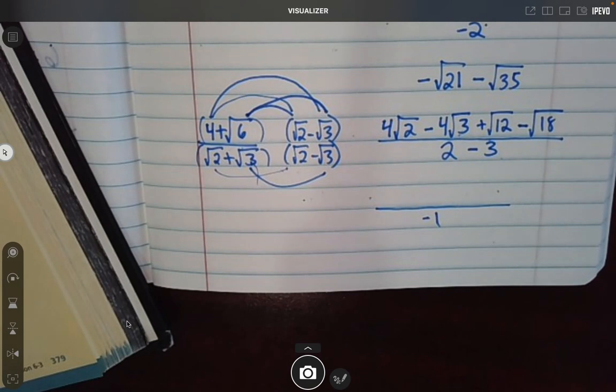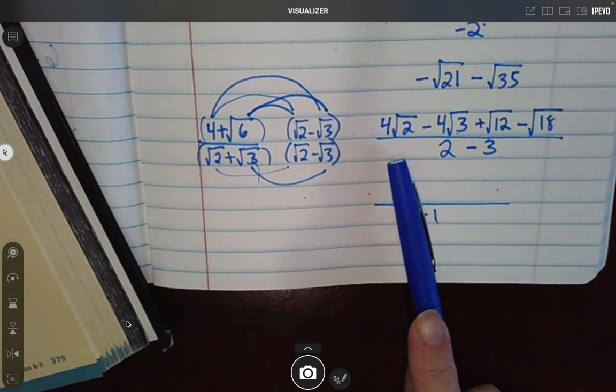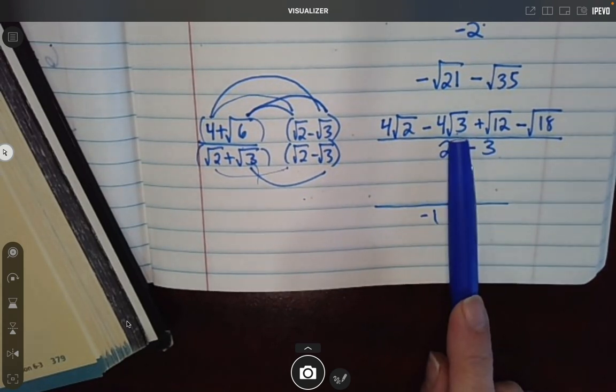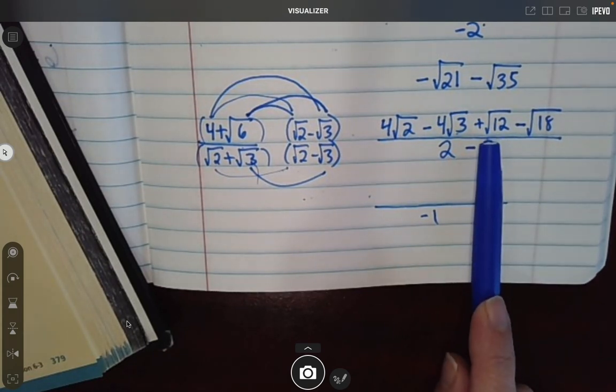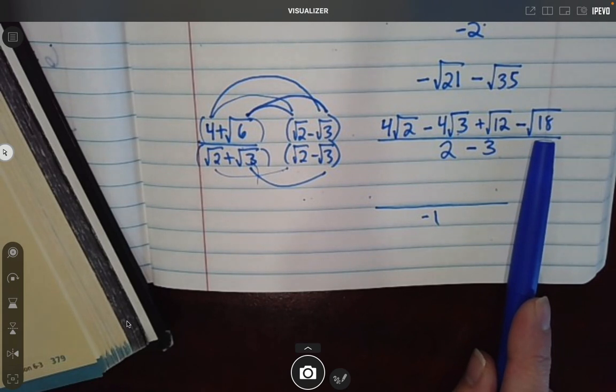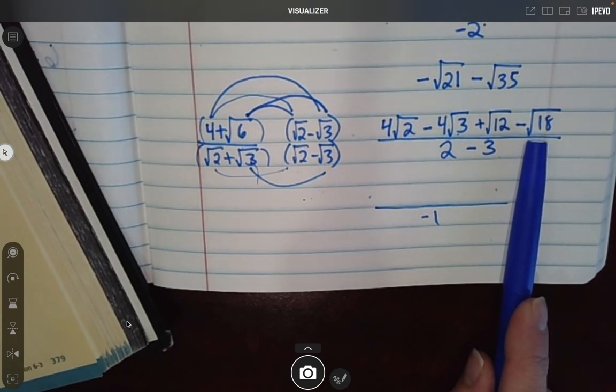There's a problem with the numerator. Look at all those terms and none of them match. Does everybody see that? So square root of 2 can't be simplified. The one with the square root of 3 can't be simplified. Square root of 12. What times what is 12? 3 times 4. 4 is a perfect square. What times what is 18? That has a perfect square. It's not 6 and 3. It's 9 and 2. 6 and 3 aren't perfect squares. That doesn't help us any.